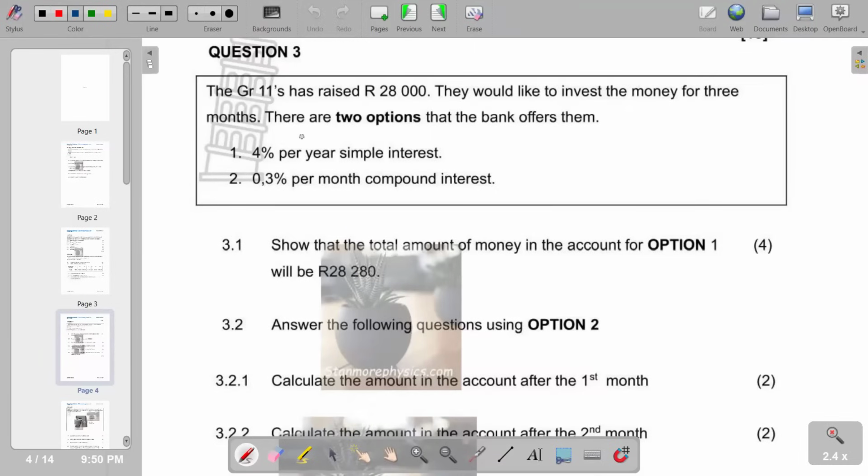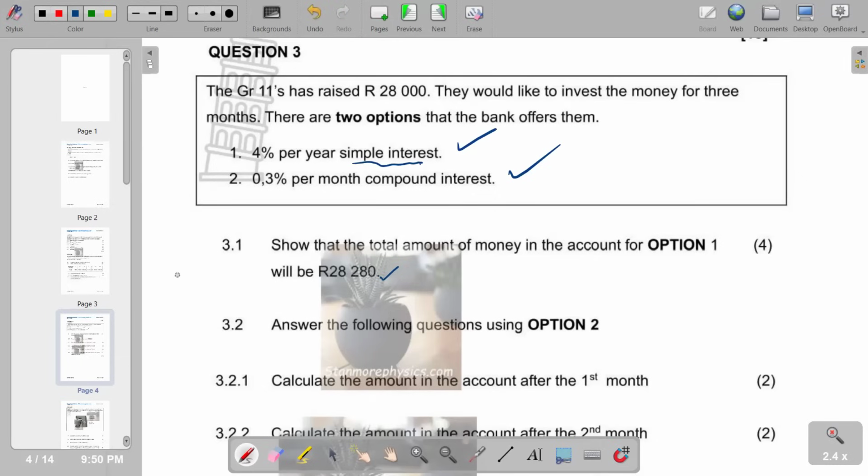Question 3, the grade level says they raised 20,000 rands. They would like to invest money for 3 months. There are two options that the bank offers them. The first is 4% per year, simple interest, and option 2 is 0.3% per month, compound interest. The first question shows that the total amount of money in the account for option 1 will be 20,208. So of course, option 1 is using simple interest.